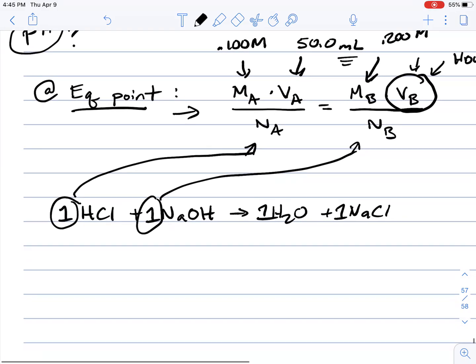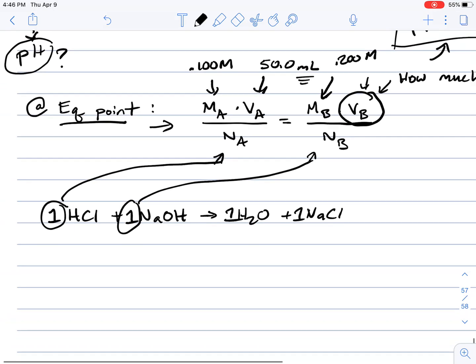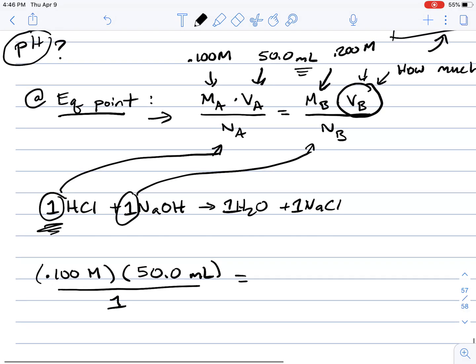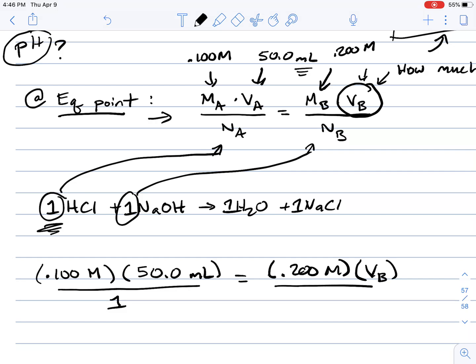And so therefore, if I clean up my work, my equation will be 0.100 molar times 50 milliliters, divided by the coefficient of 1, which is this value here, because this is my acid. And on the side of my base, I have 0.200 molar times VB over, once again, 1. And that 1 is coming from the coefficient in front of sodium hydroxide.